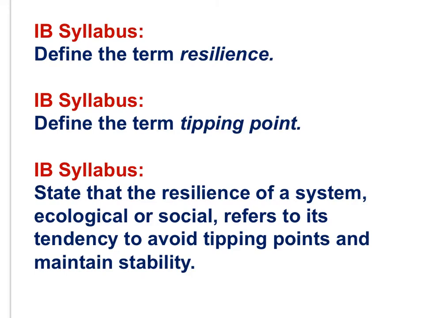So here are 3 IB syllabus statements that you've seen before. Define the term resilience, define the term tipping point, and state that resilience of a system, ecological or social, refers to its tendency to avoid tipping points and maintain stability. Can you relate these terms to succession?